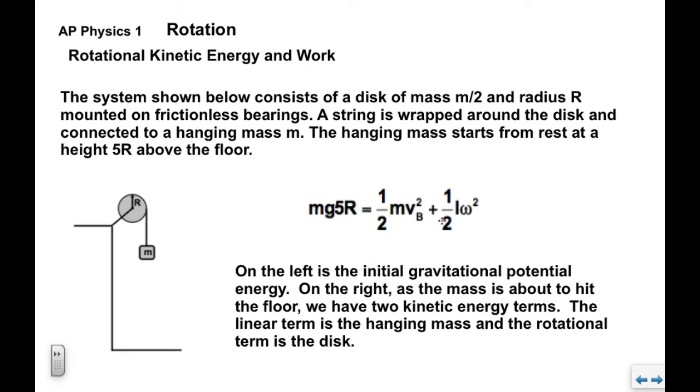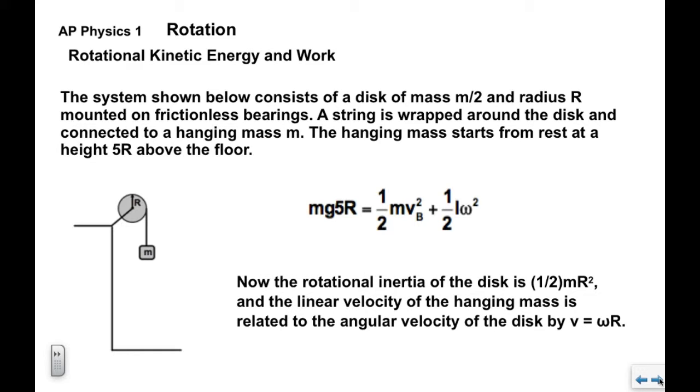we've got two kinetic energy terms. We have a linear kinetic energy term that is associated with the linear motion of the hanging mass, so 1/2 mv squared. We also have a rotational kinetic energy that's associated with the disk, 1/2 I omega squared. So the gravitational potential energy in the initial case is translated into kinetic energy of both the linear, the hanging mass, and also the disk.